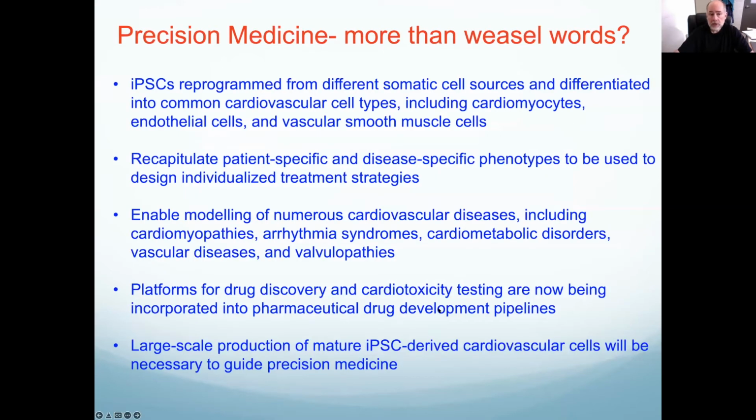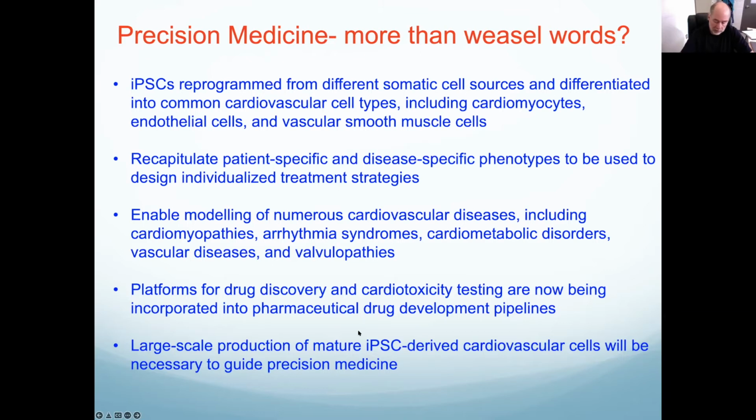So are these weasel words? Can we do precision medicine or personalized medicine? We already know we can make different cell types from iPSCs. There are issues, as Kyla indicated, with maturation, but we do already know that they recapitulate phenotypes that are specific to individual patients, and also disease relevant, right? Which is important if we're going to do that. And they've already been used to model a lot of different cardiovascular diseases. And if you go beyond cardiovascular, there are a lot of neuronal diseases, et cetera. We think it would be a really interesting platform on which to build a drug discovery pipeline.